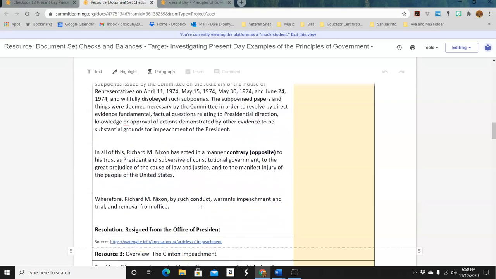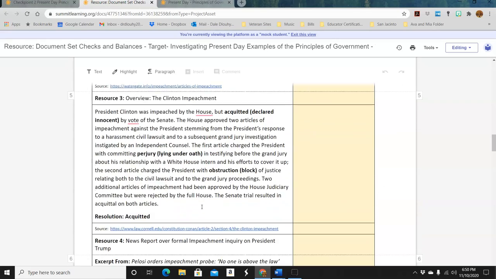Let's move on to Resource 3, where Clinton was impeached. This happened when I was in high school, back in the 1990s. Clinton was impeached for lying under oath. So it said the House approved 2 articles of impeachment against the president stemming from the president's response to a harassment civil lawsuit and to a subsequent grand jury investigation.